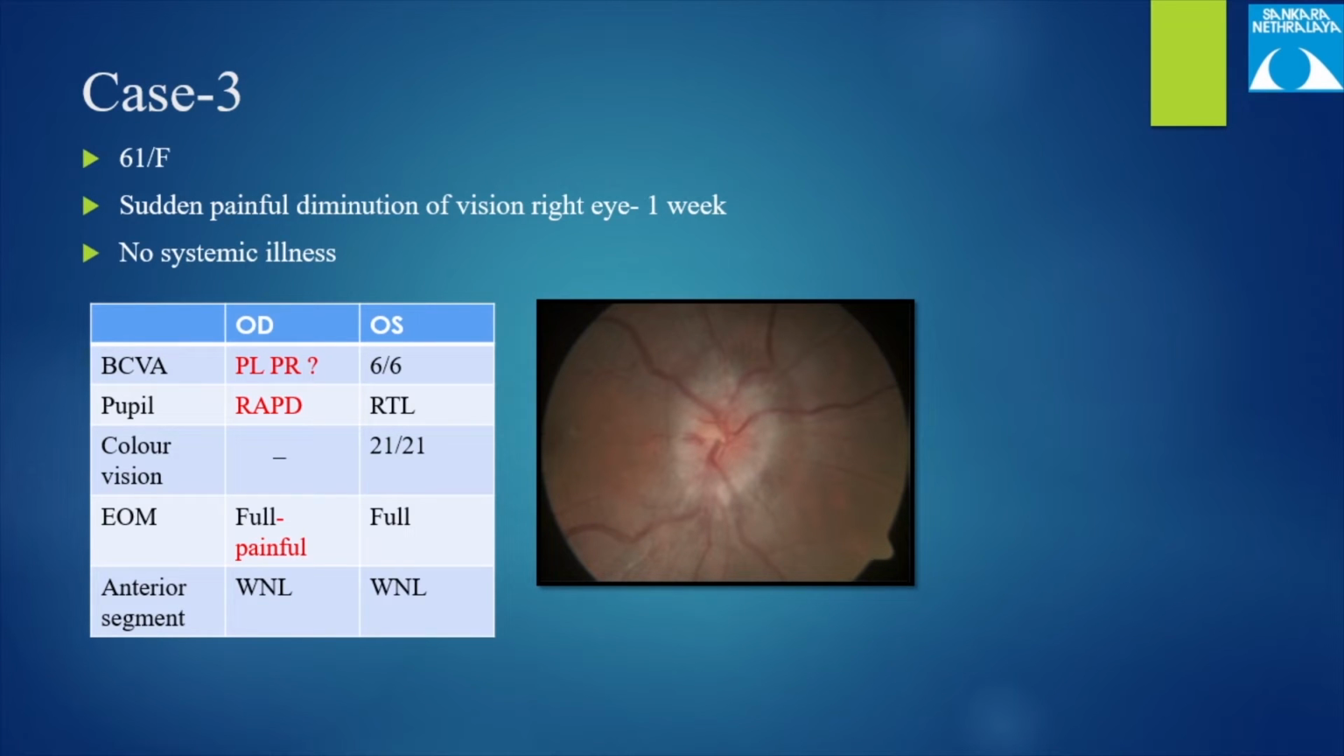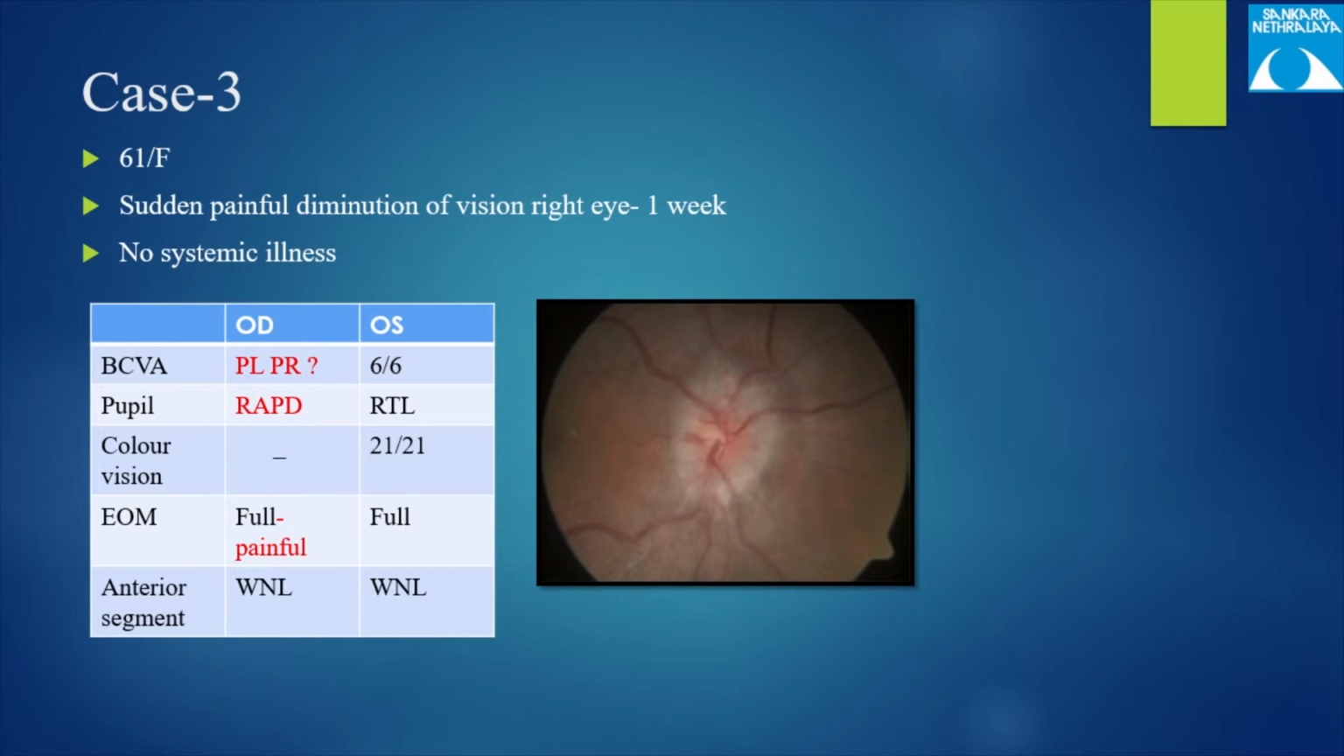Okay, can this be NAION? Why? It's painful diminution of vision. So is it only painful? Any other reason? Can you say it is not ischemic? The disc is pale, pallor, and ischemic? Hyperemic disc edema is seen, and the vision is extremely poor.